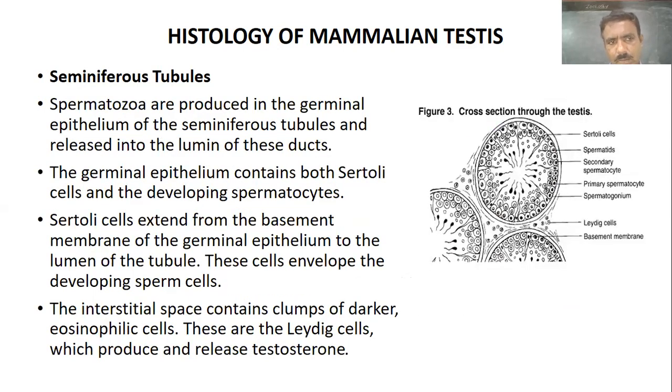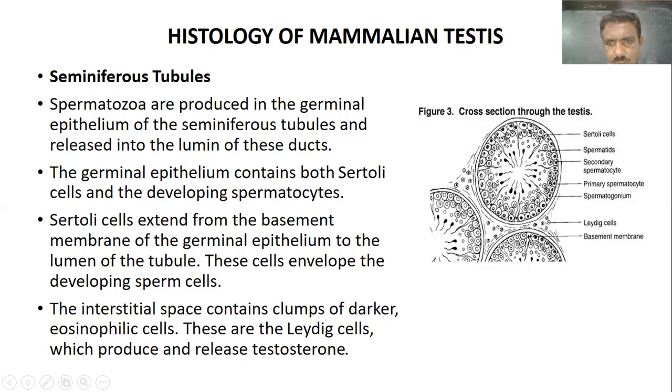Spermatozoa are produced in the seminiferous tubules, in the germinal epithelium. So this is the structure of the seminiferous tubules. When we take the transverse section of the seminiferous tubules, it looks like this. Spermatozoa are produced in this germinal epithelium of the seminiferous tubules and released into the lumen of the ducts.